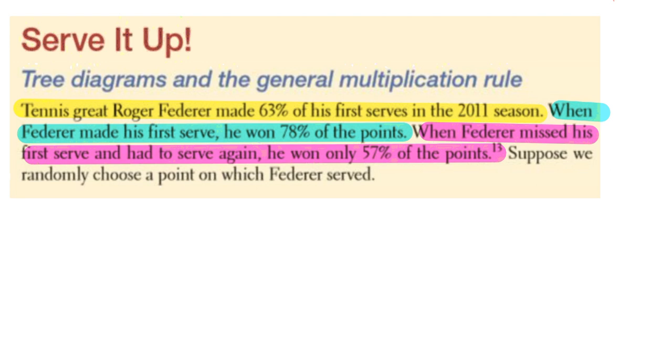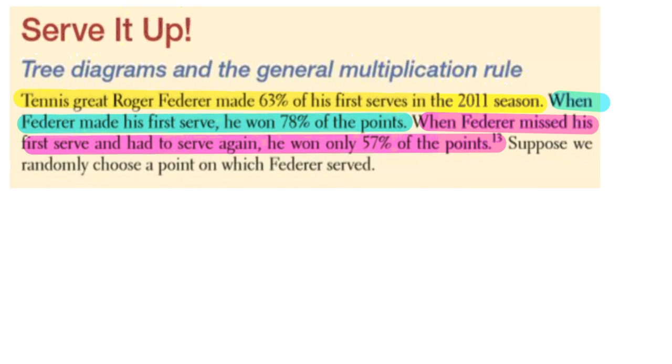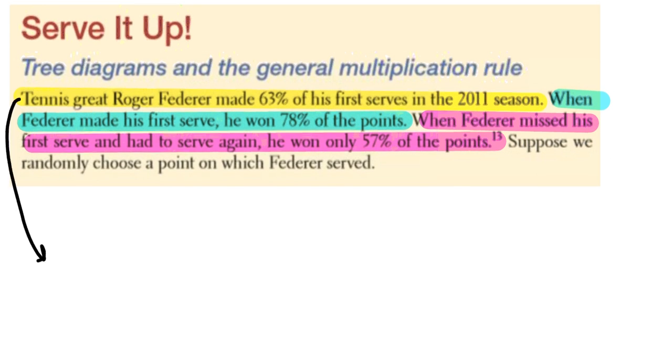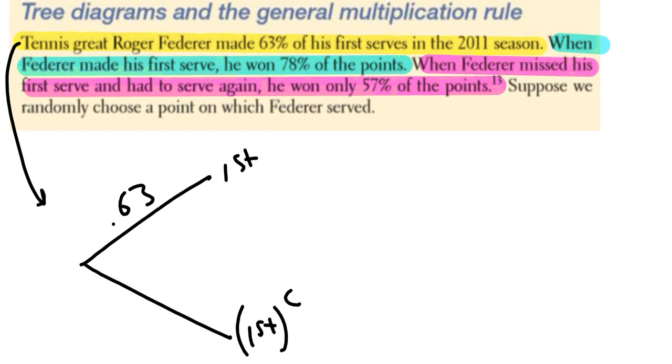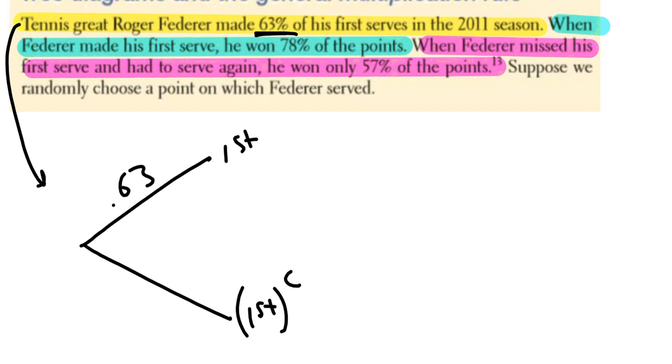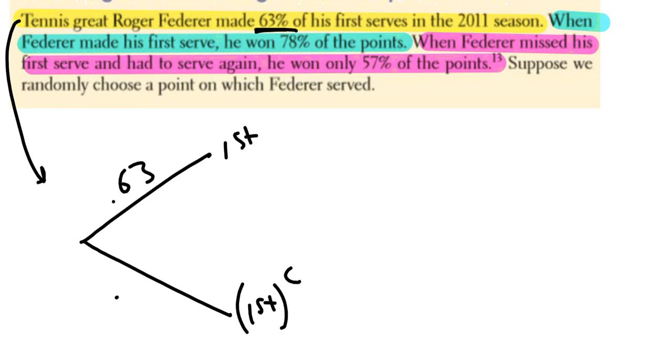So here's how we're going to start our tree diagram. What we're first going to do is represent this yellow sentence. What we'll say is, he either makes the first serve or he misses the first serve. And in statistics, you can write this little C here. C means complement. Complement basically means not the first serve, right? So he makes the first serve 63% of the time. They mention that right here in this yellow sentence. And what you'll notice is they don't tell us how often he misses the first serve, but they don't need to, because you know that's the other, subtract correctly, 37%.